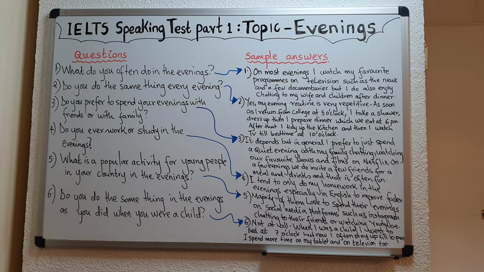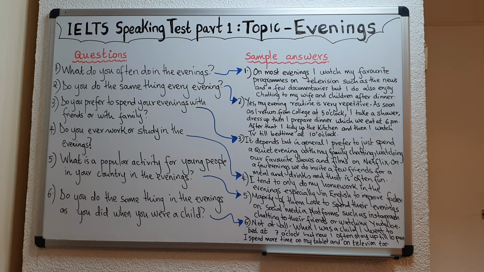Now, you may answer this question by saying, I was looking at question four. So anyway, let's look at question four first. So you may answer this question when the examiner says, do you ever work or study in the evenings? You can answer that question by saying, I tend to only do my homework in the evenings, especially in English, to improve faster.